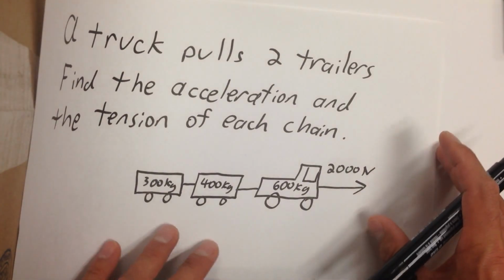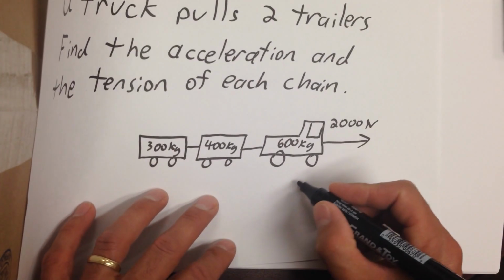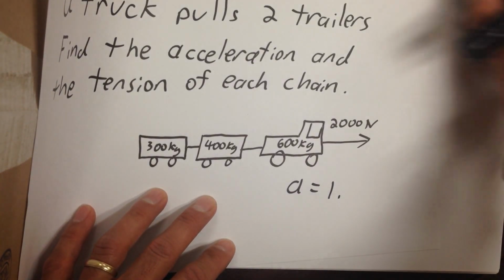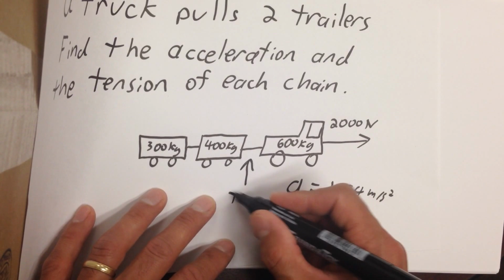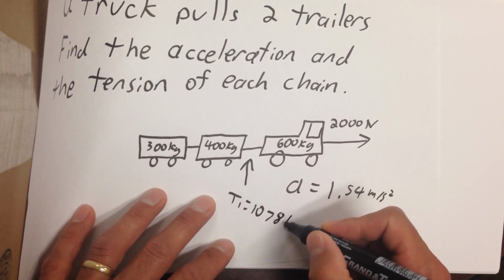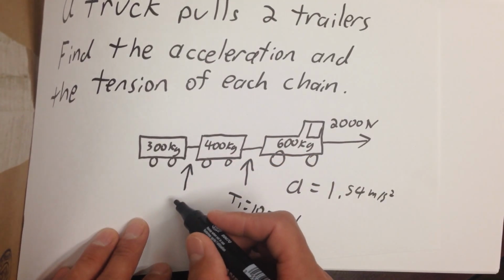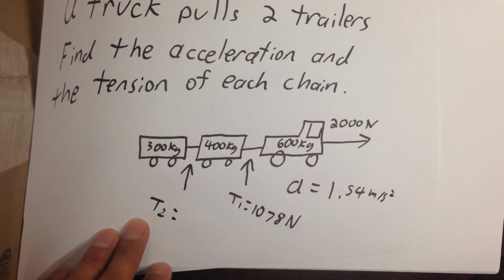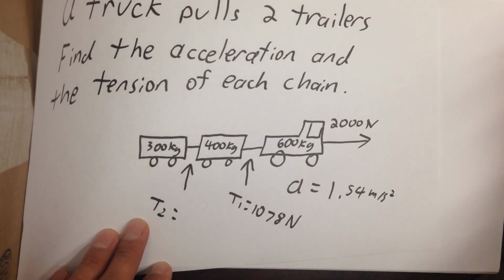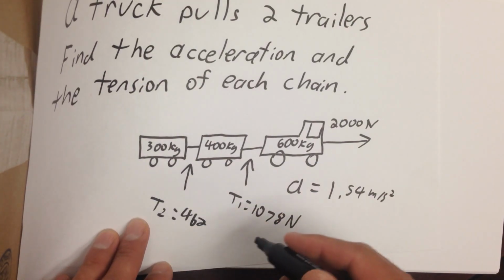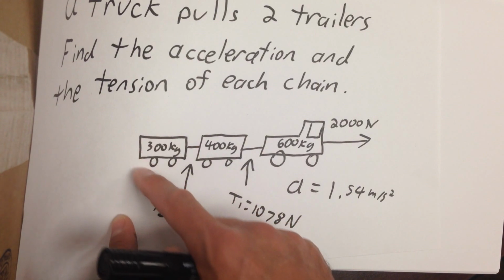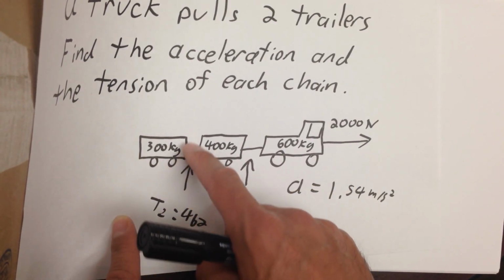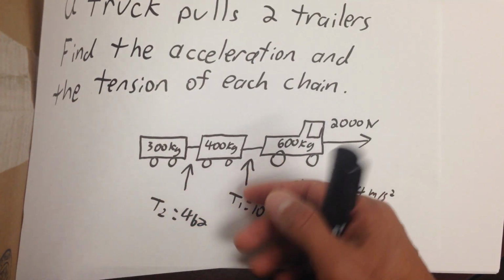So going back to our original diagram, we were originally given this system here. It will accelerate forward with an acceleration of 1.54 meters per second squared. And the tension here, T1, is equal to 1,078 newtons. And the tension here, T2, is equal to 462 newtons. Now notice we can look at the whole system as a single block and it'll obey Newton's second law. We can look at the subcomponents of the system as individual blocks, and via free body diagram on each of them, they all also obey Newton's second law.